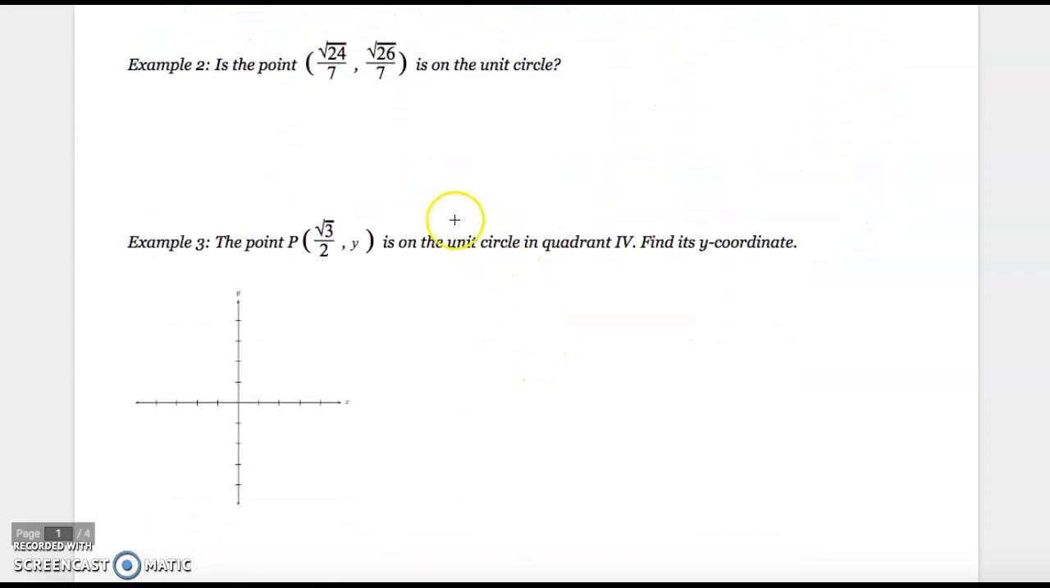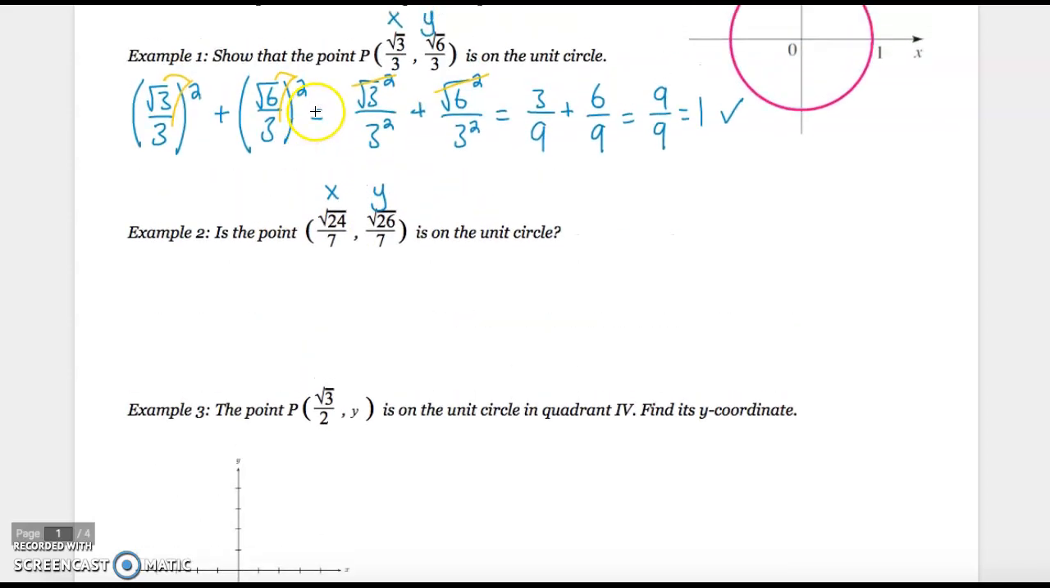In this next example, I am given a point and I'm asked, is it on the unit circle? So I'm going to do the same thing. I'm going to plug it into my equation. Here's my x, here's my y. And then I'm going to see if I equal 1. Now, when it says show, this implies that this will work. And so if you got something other than 1, you probably made a small error.